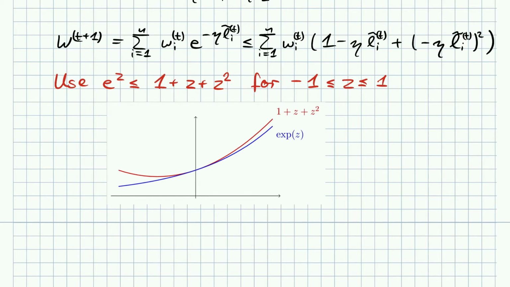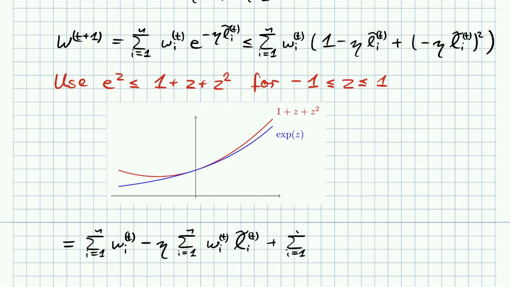Good. Now how can we rewrite this? How big is this? This will be the sum of the weights before step t, minus eta times the sum of the weights before step t times l-it tilde, plus the sum of the weights times eta l-it tilde, and all of this squared.